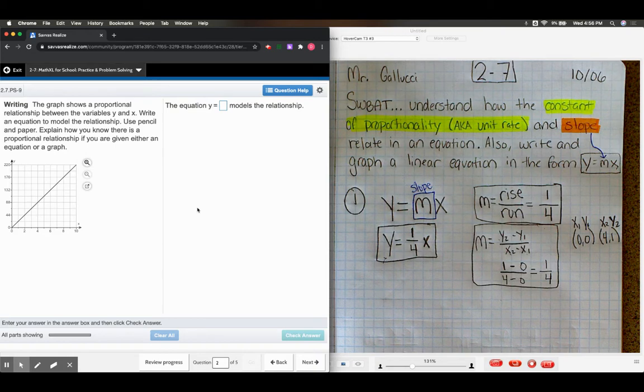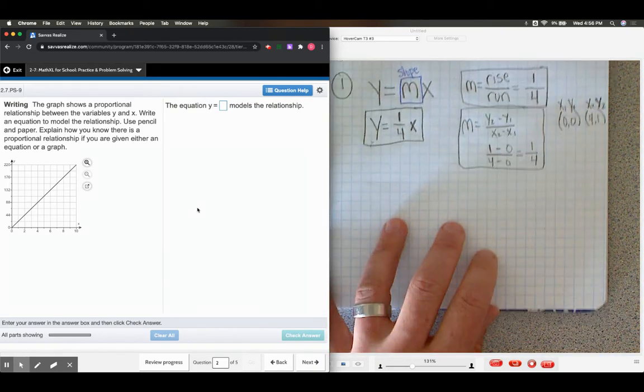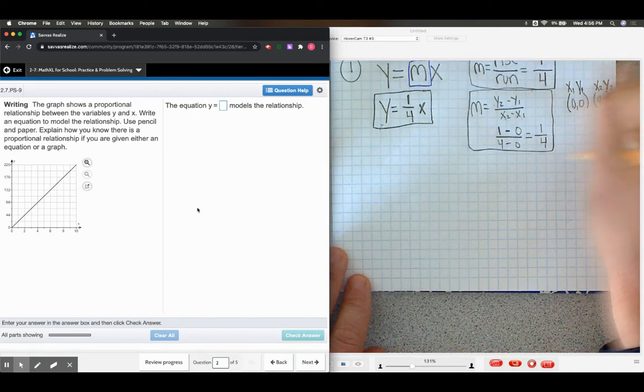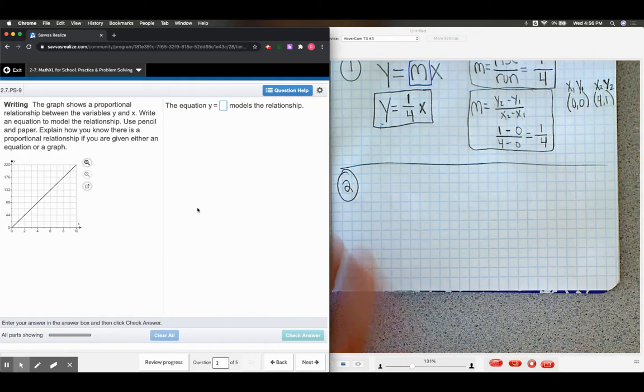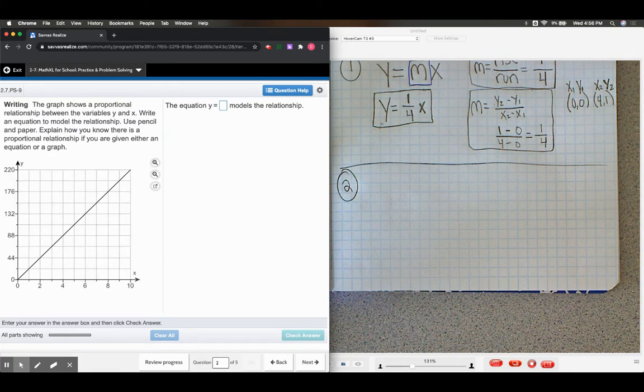All right. Moving the paper up. Here's number 2. It says, the graph shows a proportional relationship. Why is it proportional? Hopefully you remember because it goes through 0, 0. It's a proportional relationship between the variables y and x.